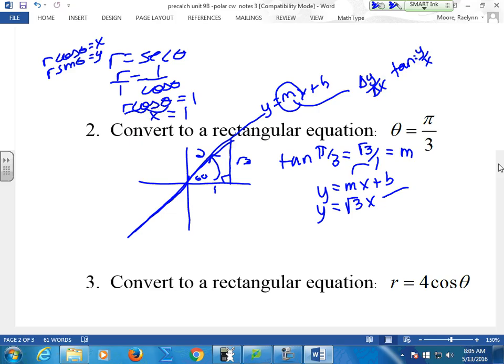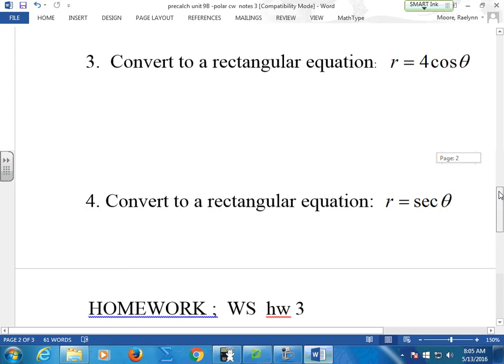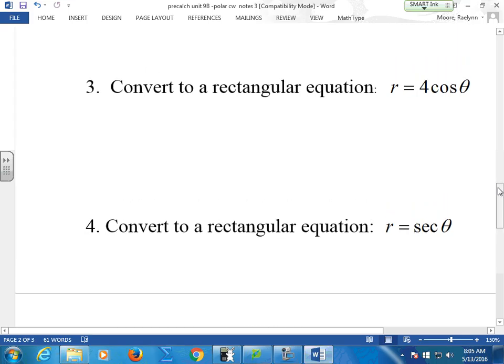Okay? Let's see if we can squeeze one more in. This one is probably a good one to do. Let's squeeze one more in. Oh, I did have this one. For some reason, mine are all so different than yours.